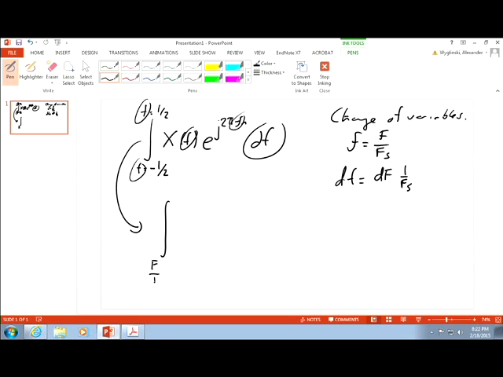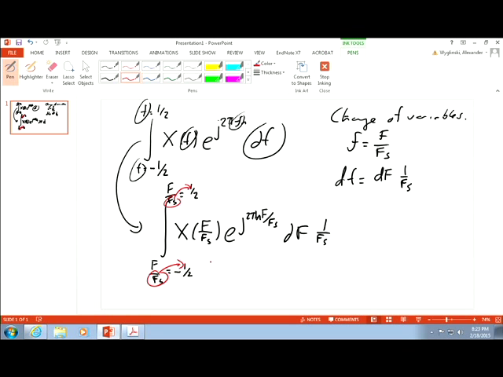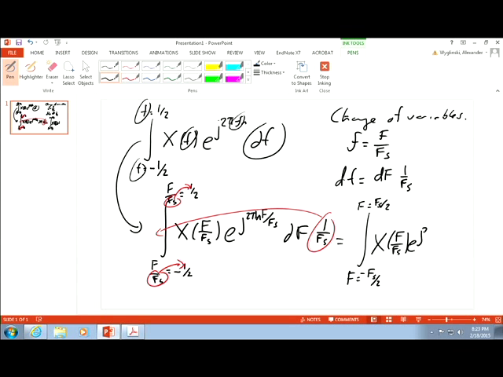So what we end up getting is this. We now have f over Fs equal to minus a half, and f over Fs equals plus a half. I have X of f over Fs, e to the j 2 pi f over Fs n, d f, and then 1 over Fs. I can move this guy to the numerator, this guy to the numerator, and this guy to the front. So at the end of the day, f goes from minus Fs over 2 to Fs over 2, with X of f over Fs e to the j 2 pi n f over Fs, oh sorry, 1 over Fs df. Okay? So that's how we get this expression.